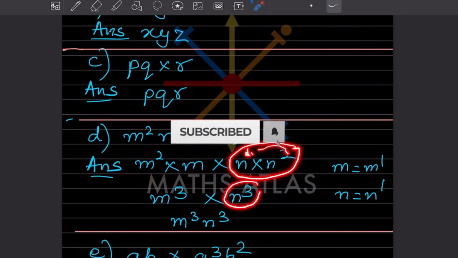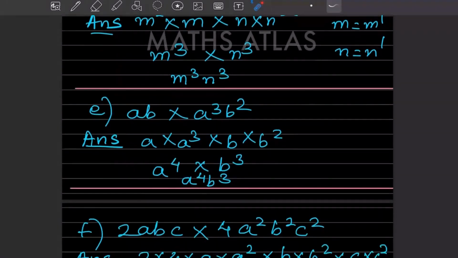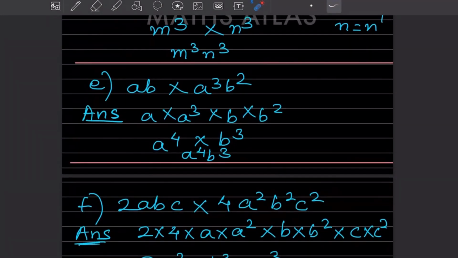So this is multiplied by this one, n cube. So now what will you write here? That is n cube and n cube. Okay, so here I have just given you the explanation. m is nothing but m raised to 1 and n is nothing but n raised to 1. Hope you got it.